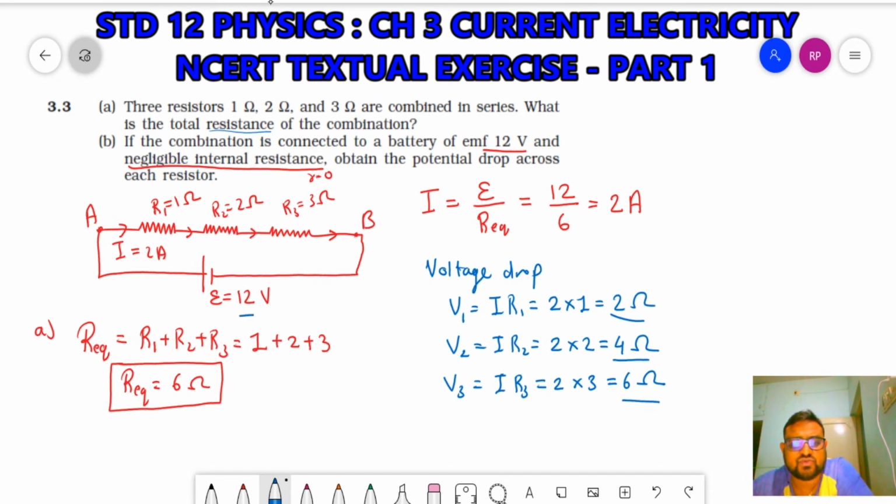So this was about question number 3. Just note it down. Now let's move to the next, that is 3.4.